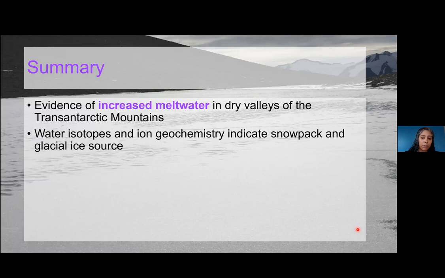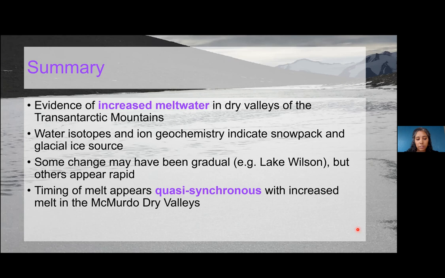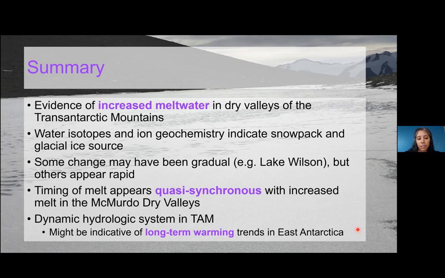Some of these changes might have been gradual, like Lake Wilson, but others appear to be rapid, like that sudden appearance of that subsidiary lake in 2009. The timing appears to be quasi-synchronous with increased melt in the Transantarctic Mountains. So this is clear evidence that we do, in fact, have a dynamic hydrologic system in the Transantarctic Mountains. It might be indicative of long-term warming trends in East Antarctica, but we definitely need a lot more studies to try and find more evidence of this meltwater.